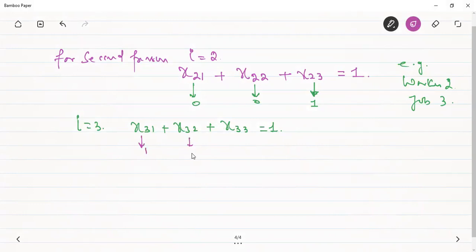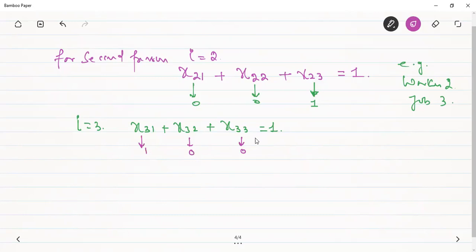Worker number 3 is not being assigned job 2 or job 3, because he can perform only one job. Therefore, although he is capable of performing all 3 jobs, he has been assigned job number 1. Therefore x31 will be equal to 1, and the others will be 0. So these all represent the first constraint.